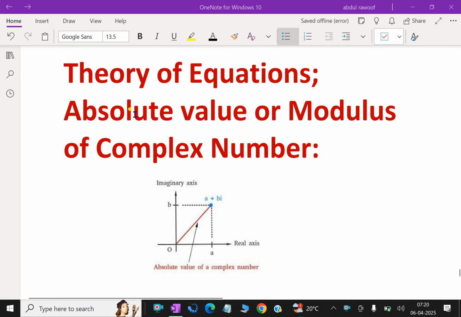Welcome to aminacademy.com and theory of equations regarding absolute value or modulus of a complex number.